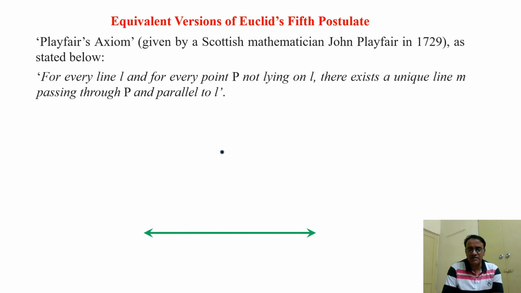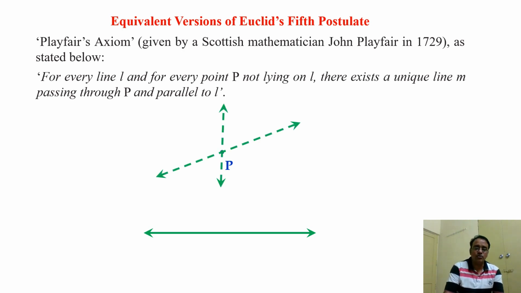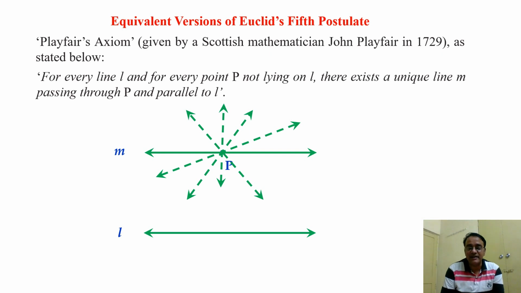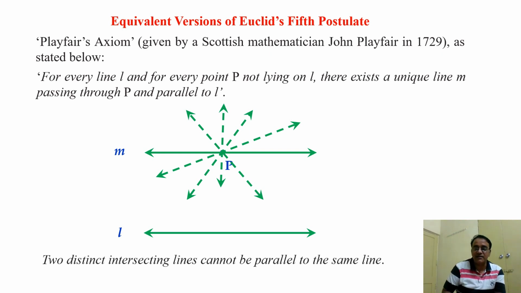So I will show you. Suppose this is a line, and this is a point P. Now according to this statement, from P only one line will be parallel to the given line, right? Only one line passing through P is parallel to the given line. So we'll check. We'll pass so many lines. So what we are saying is, only the line M is parallel to L. So we conclude that for the given line L, only one line passing through point P is parallel to that given line. We can also say it another way: two distinct intersecting lines cannot be parallel to the same line. So if someone asks about Playfair's axiom, you can state either of these two statements, okay?